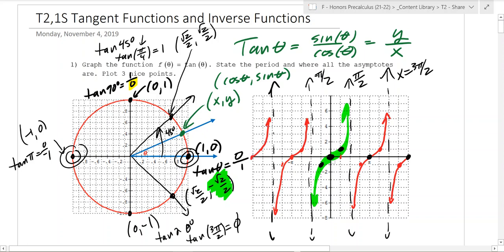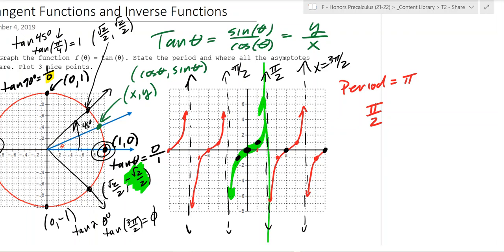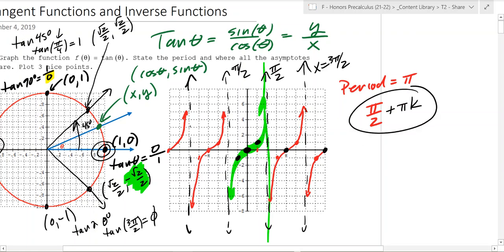So if we wanted to know what the period is, we know it repeats every pi. So the period is pi. And it first starts, you could say, at pi over 2. You could say it starts, if you wanted to, right at this one right here. And then it repeats every pi. So you would call it plus pi k, where k is an integer.